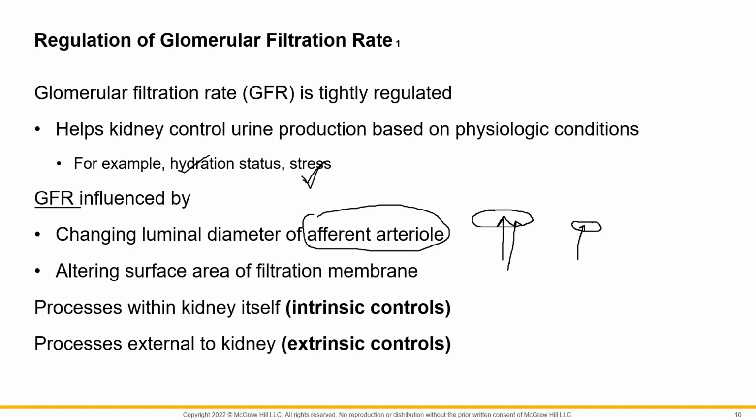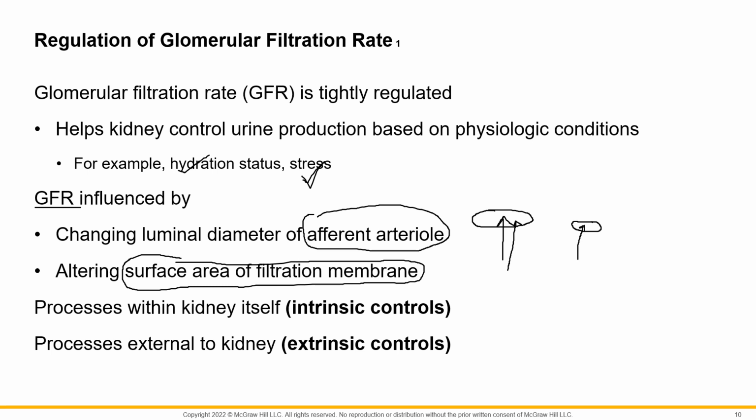The other factor that goes into this is the surface area of the filtration membrane, which is your podocytes. So there are times when those podocytes and mesangial cells can sort of crunch up and lose surface area. So they prevent more filtrate from forming.